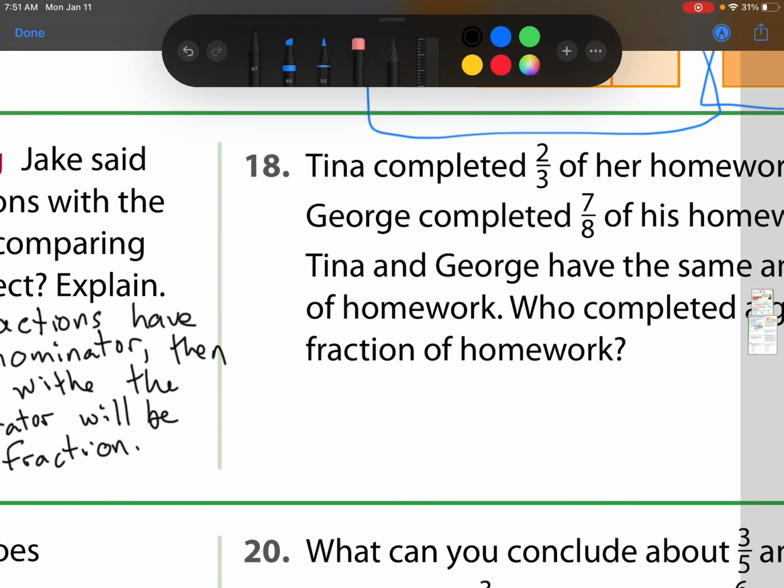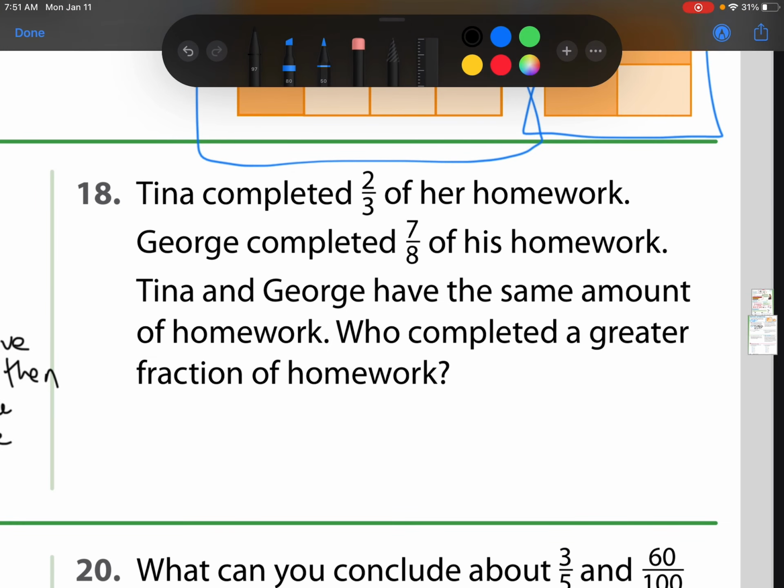Now off to number 18. Tina completed 2/3 of her homework. George completed 7/8 of his homework. Tina and George have the same amount of homework. Who completed a greater fraction of homework? So we have to compare 2/3 and 7/8.